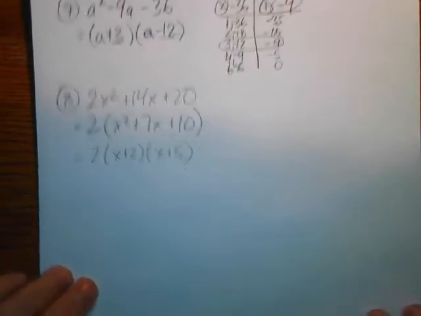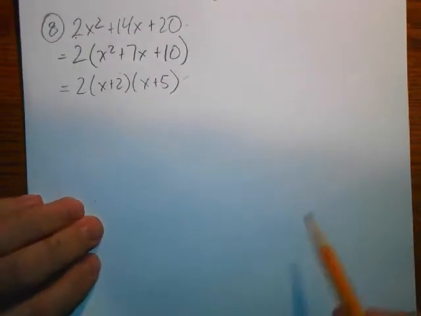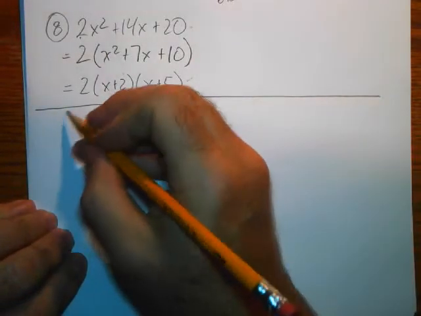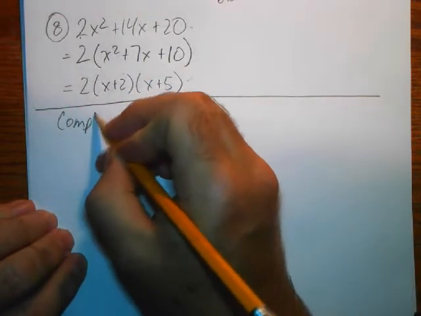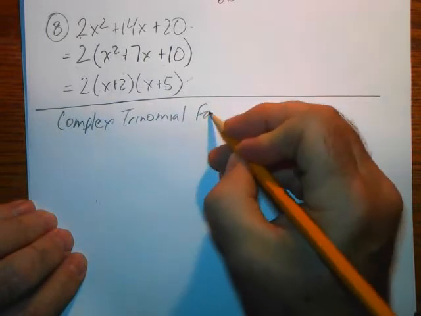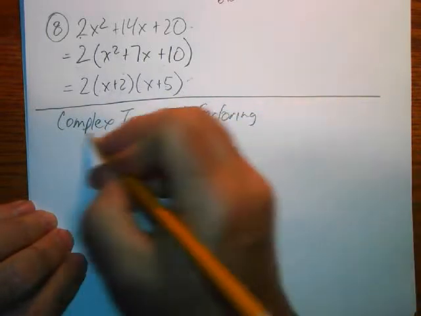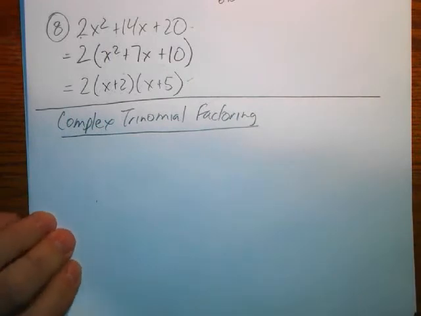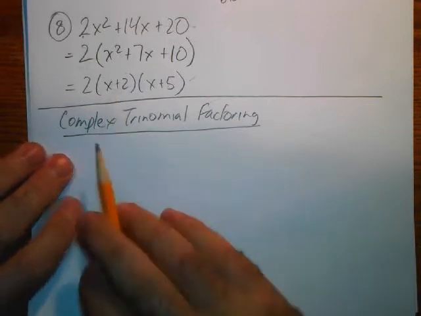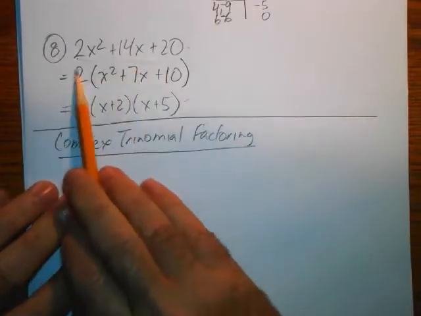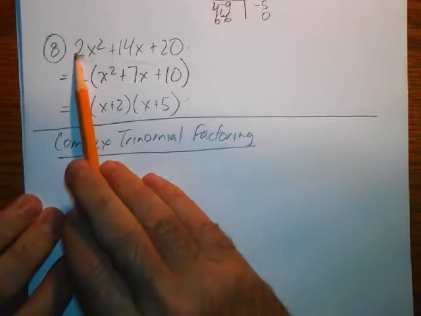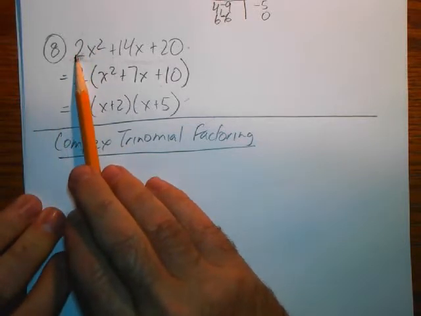So let's look at the complex trinomial factoring. Okay. Now, remember, the difference between what we're about to do and what we just did is that in complex trinomial factoring, it looks like you have a coefficient other than 1 for your x squared term.